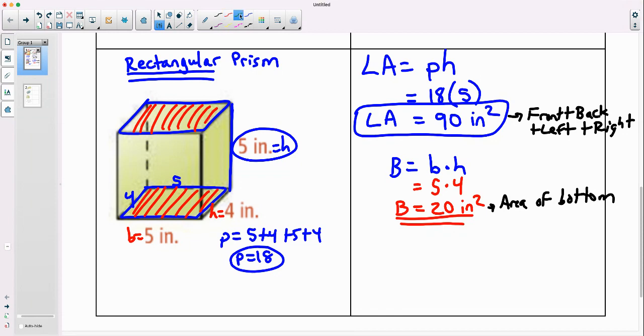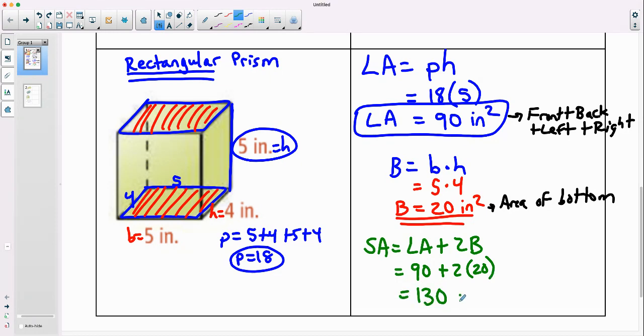So we can get a final answer at this point. The surface area formula is LA plus 2 times whatever the base is. So the lateral area is 90, that's the front plus the back plus the left plus the right, plus 2 times the bottom is 20, so the top will be 20. 2 times 20 is 40. So there's an overall surface area of 130 square inches. So those would be the first two examples.